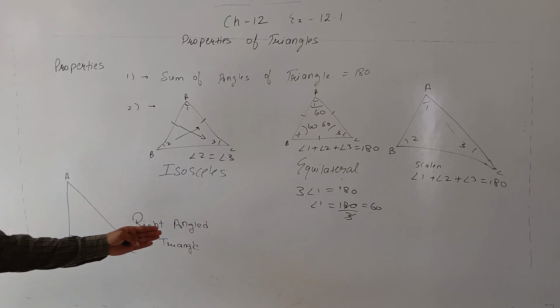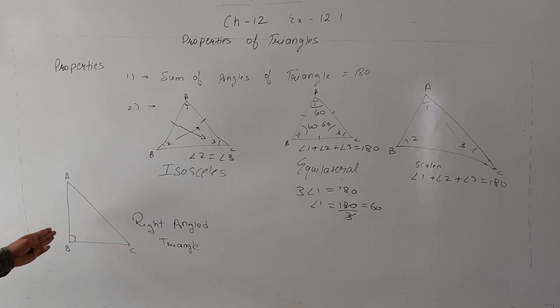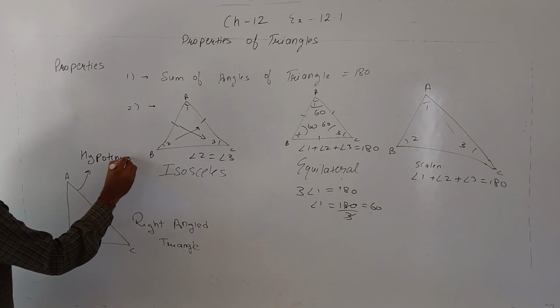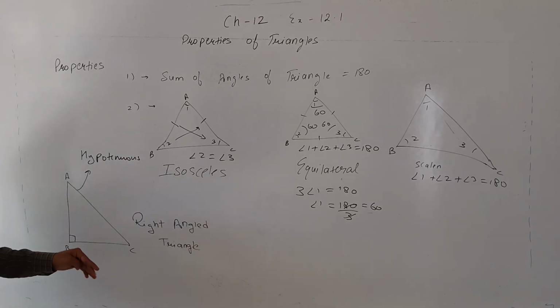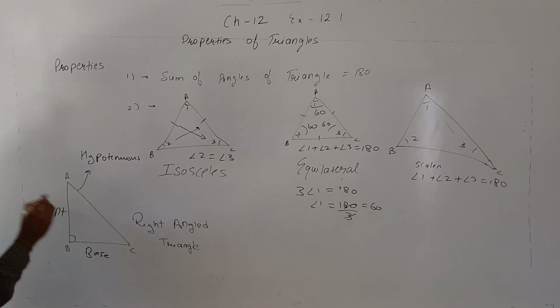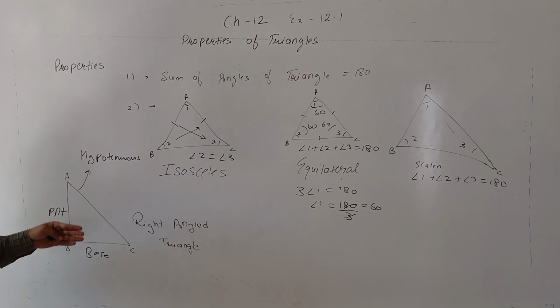And last is our right angle triangle. If one angle of a triangle is 90 degrees, then it is known as a right angle triangle. We can also see here this is a right angle, and the side corresponding to the right, 90 degree angle is the hypotenuse. So this side is the hypotenuse, and the other two sides are a base and a perpendicular. So let this be the base and this be the perpendicular. How will we decide which is base and which is perpendicular?